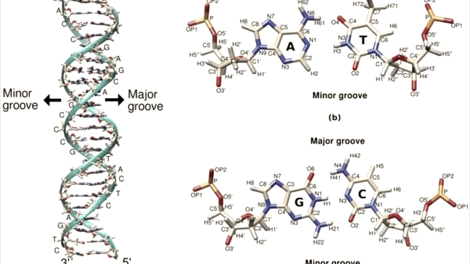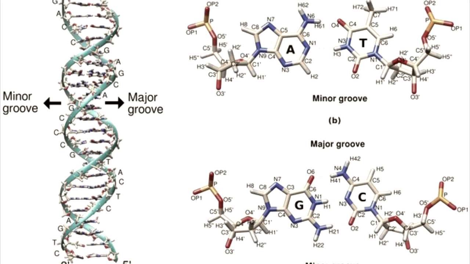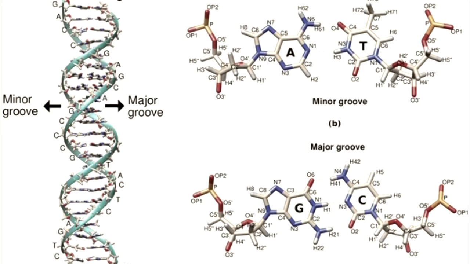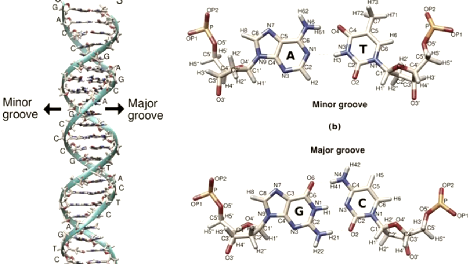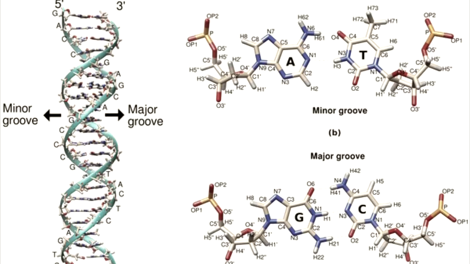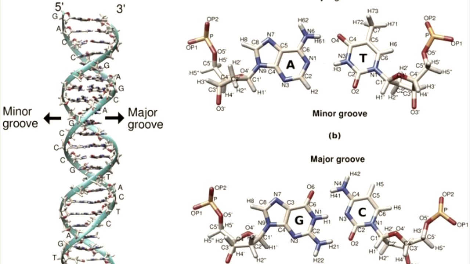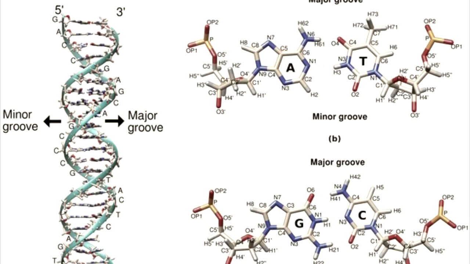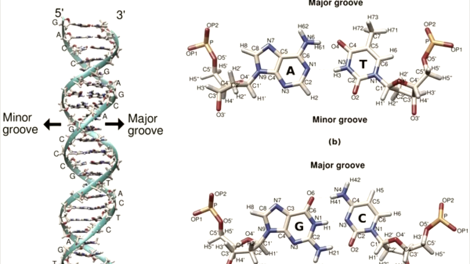The attachment of bases to the backbone sugars through glycosidic bonds is asymmetrical. This results in the formation of two different grooves on opposite sides of the base pairs, the major and minor grooves. The major grooves occur where the backbones are far apart, and the minor groove occurs where they are close together.